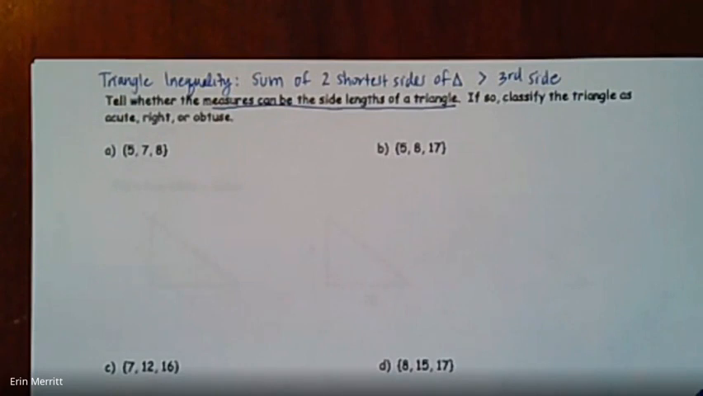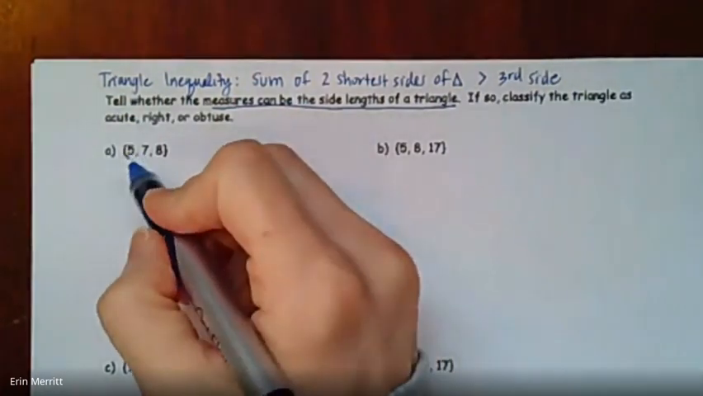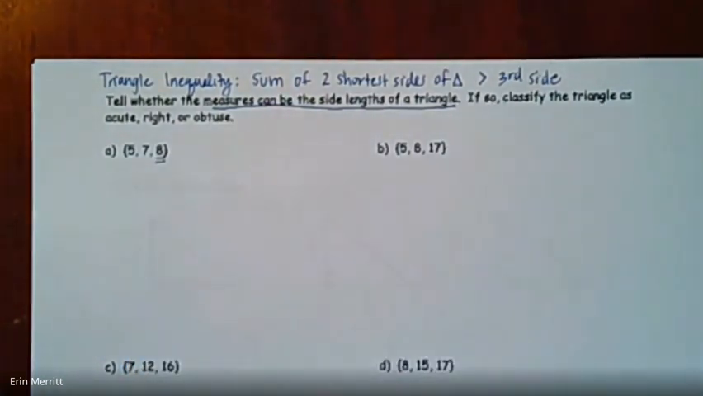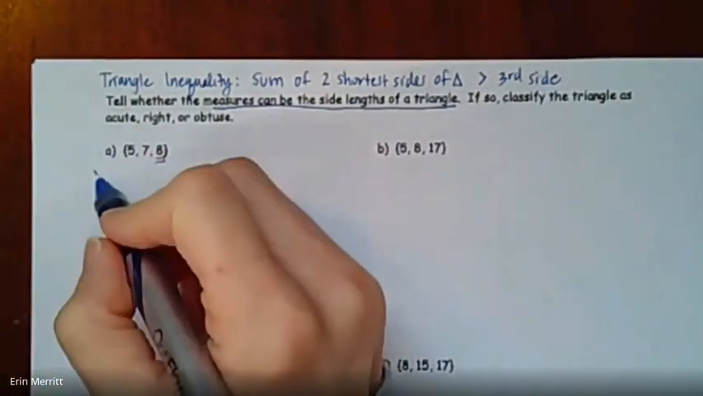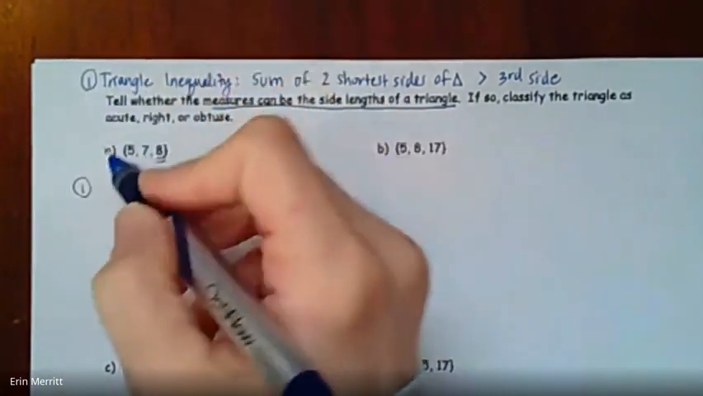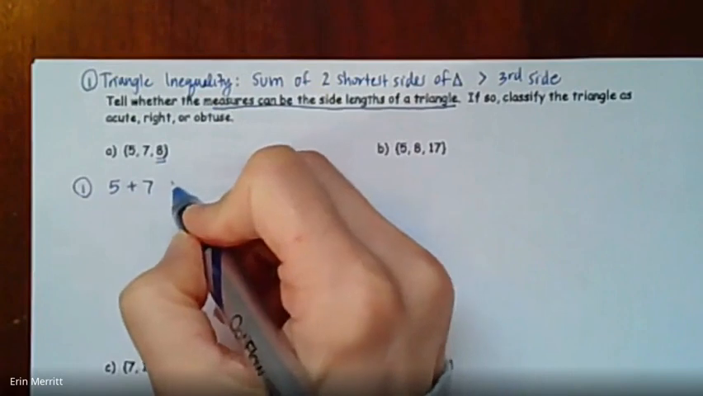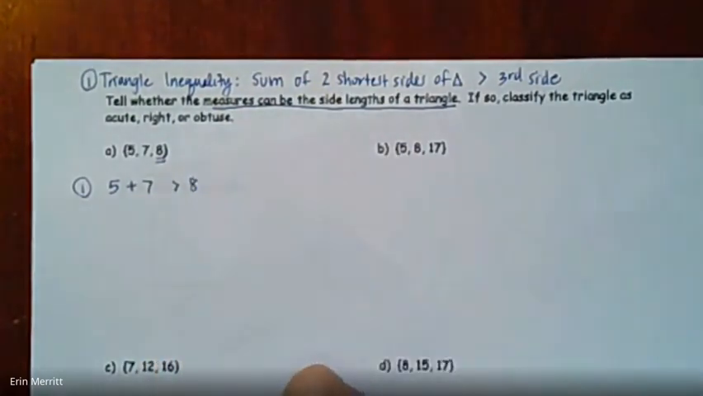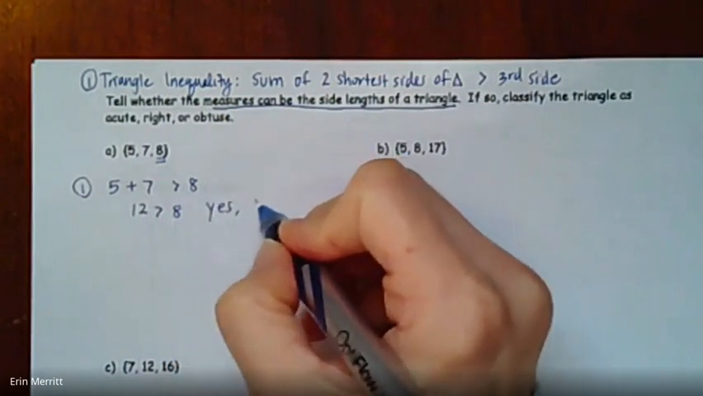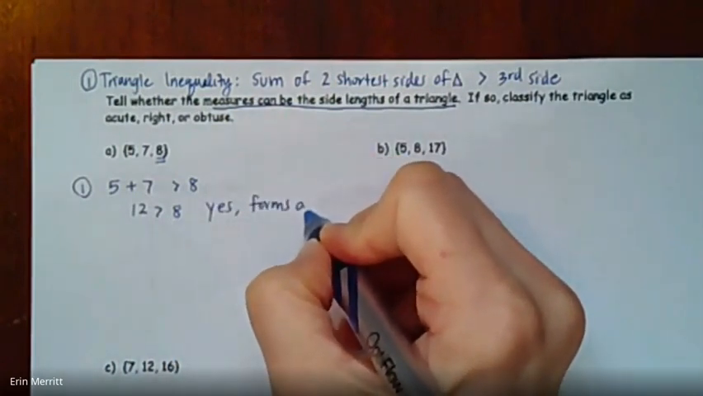If we use A as our example to show this, 5 and 7 are my two shorter sides. 8 would be my longest side here. So what I want to do is check to see if it is a triangle. There's my step 1. We're going to take 5 and 7, add them together, and check to see, is it greater than 8? Well, yeah, 12 is greater than 8. So we would say, yes, this actually forms a triangle.